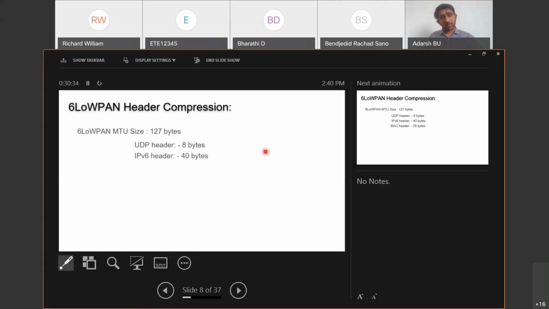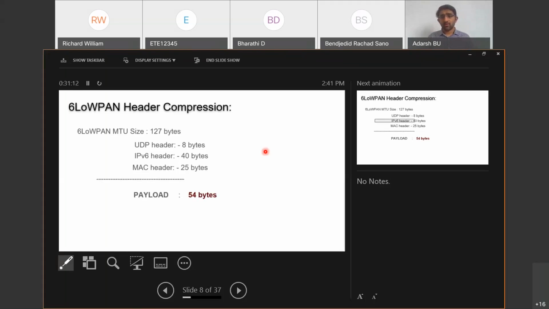Then when the packet moves to the next layer, our MAC layer, the MAC header will again request 25 bytes. So really, I'm not going to have any space to transmit my data, that is, the payload. Whatever space I have is getting filled with the headers: UDP 8, IPv6 40, MAC 25, and in total that leaves only 54 bytes for the payload.